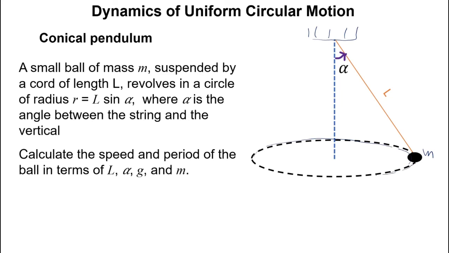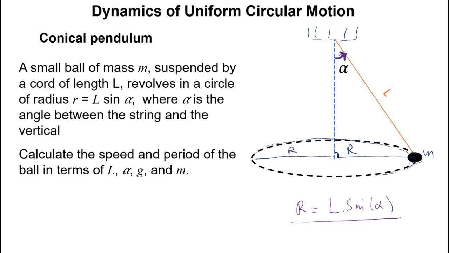So the question is to find the speed of this ball and also the period of the ball. The period means the time it takes to make a complete revolution. We have the radius of this circle, r. If I use this angle alpha, the angle between the string and this vertical line, then if I take this triangle, it is 90 degrees here. So this radius r is the length of the string times sine of alpha.